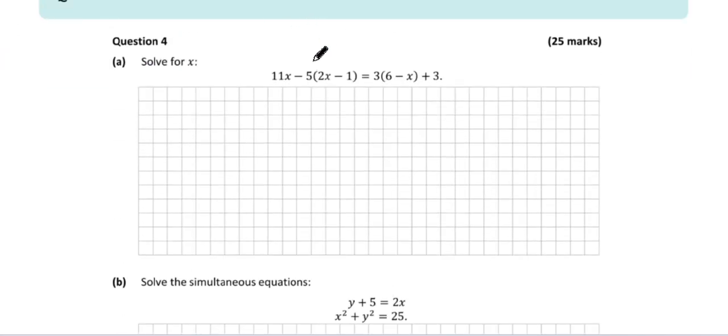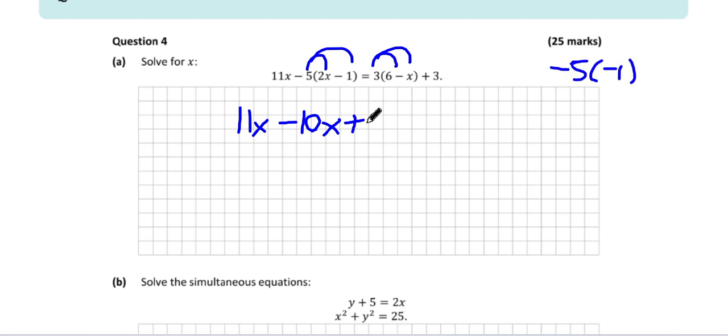so this one, we just multiply it out. So, what happens when you multiply them out? 5 by 2x equals minus 10x. 5 by minus 1. Minus 5. Two minuses when you multiply them. Plus 5. 3 times 6. 18. 3 times minus x. Minus 3x. Plus 3, yeah? Yeah. 11x take x. 1x. 18 plus 3. 21.